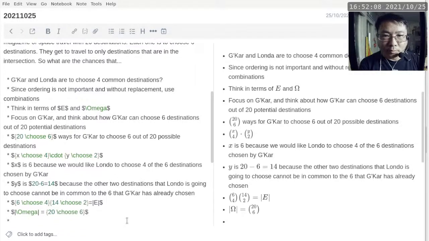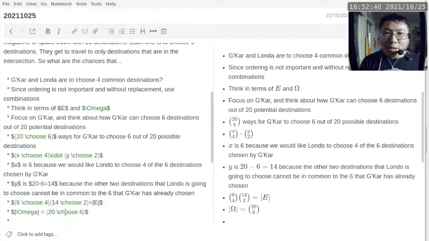Because we are looking at two people. Each person gets to choose 6 out of 20 possible destinations. So how can omega be just that? Well, it's a matter of perspective, okay? Because we are basically saying we are just going to let Jakar choose 6 destinations first, and we don't even care how that is done or how many possible ways there are to have Jakar choose 6 destinations out of 20. And then we focus on only how Londo is going to choose his 6 destinations.